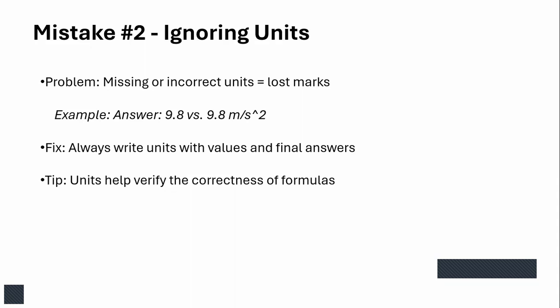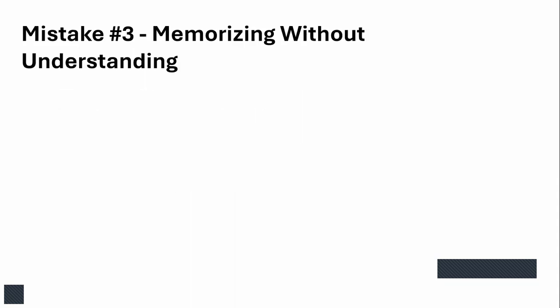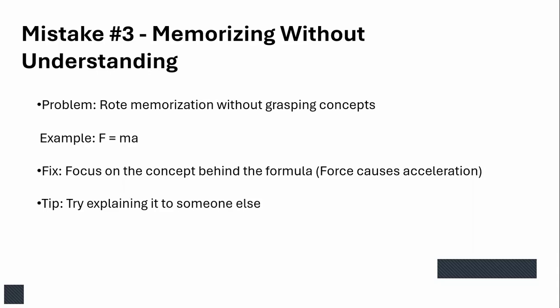So now the third one, which is also very common, is the way students memorize. It's memorizing without understanding. A lot of students do this. They are quick to memorize without understanding the concept. And physics doesn't work that way. Physics is a science where you need to understand the concept behind it. Just memorizing doesn't help you to be a good physics student.